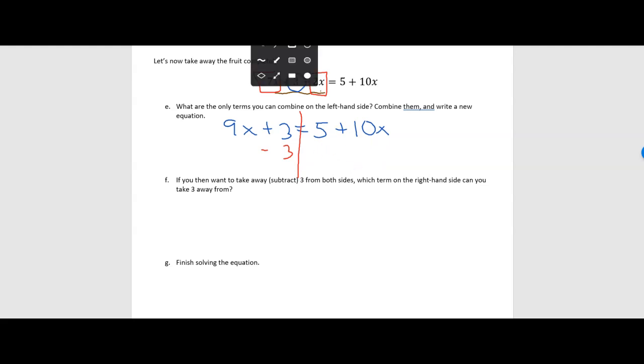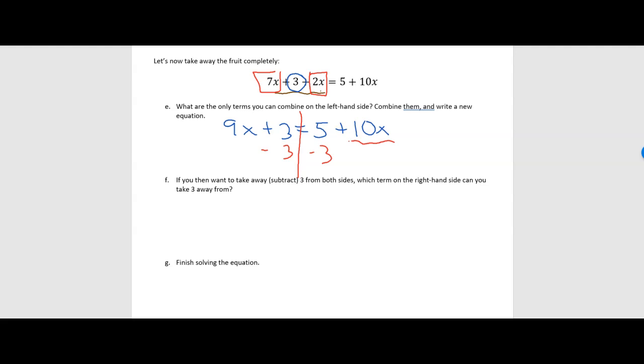So which one do I subtract from? Do I subtract from the 5 or the 10x? Well, it's the same thing, right? If I am subtracting 3, the 3 is just a number. So I have to subtract it from another number. I can't subtract it from a term with an x in it because that's like subtracting an orange from an apple. You just can't do it.